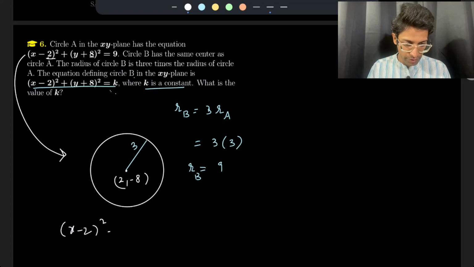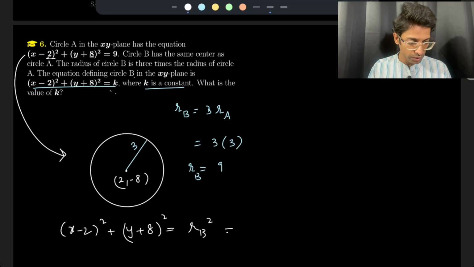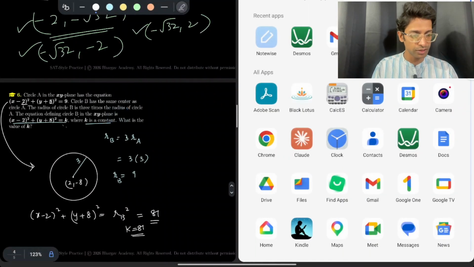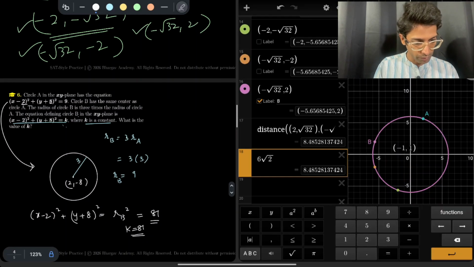So the center is the same. Write it down. That is equal to the radius of B whole square. So that is 81. So the value of k is 81. It is that straightforward. We shall try to do it on Desmos and see how much time it's going to take us, so that you decide whichever is the best way for you.